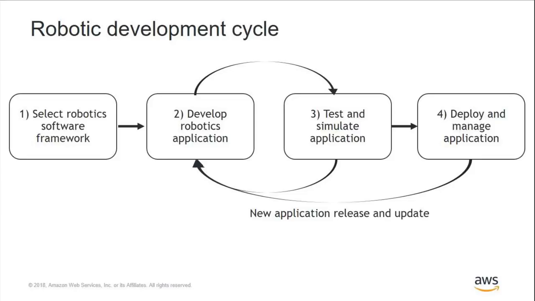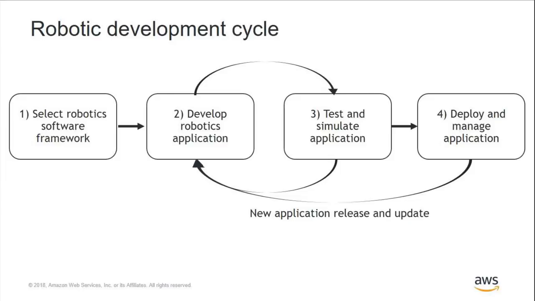Once they pick a robotic software framework, they will start developing their applications, typically in an IDE, or integrated development environment. Then they will use testing and simulation mechanisms to make sure the application works as intended. And eventually, step 4, they have to deploy that application onto a fleet. It's worth noting that steps 2, 3, and 4 are an iterative process as robotics developers update their application and add more features to the robot.